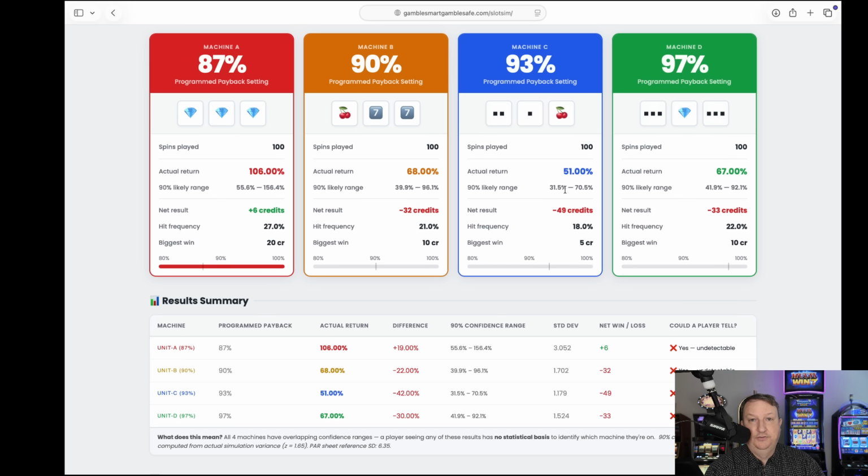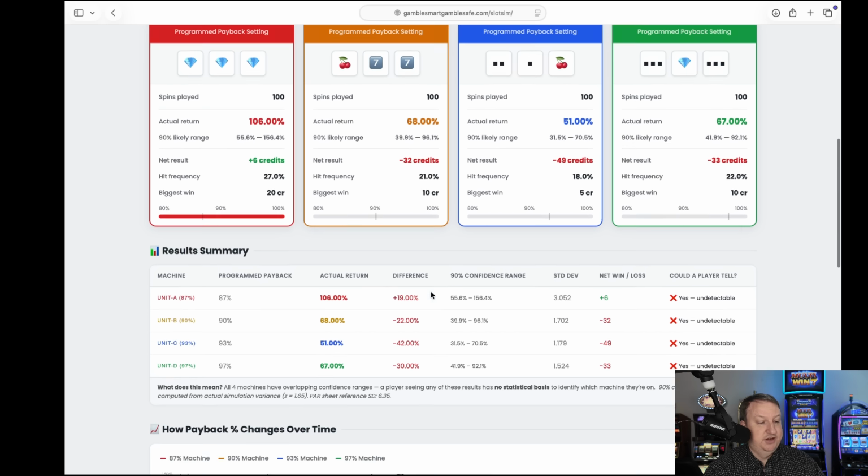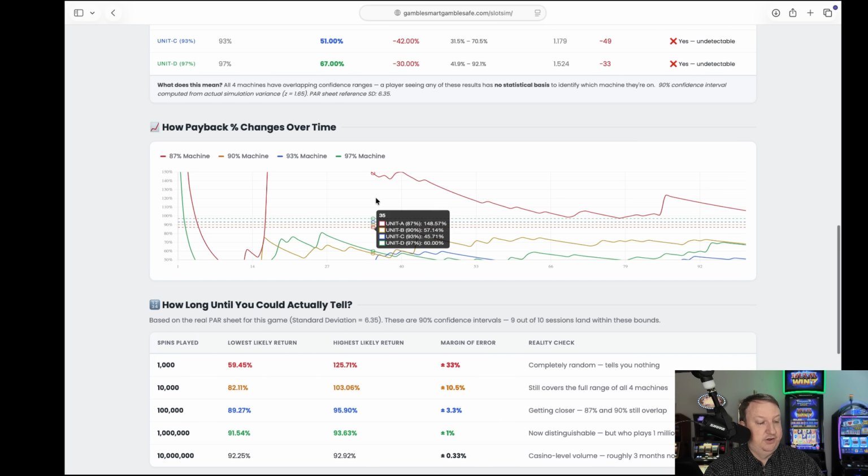So even after 100 spins, the worst setting machine, the 87%, outperformed all the others. How could this possibly be? The reason is because it's still not enough spins, okay? I want you to scroll down and look at this chart here. You see how it's all over the place? How these lines are just like, wow, like this? This is short-term variance. That's what it's called.